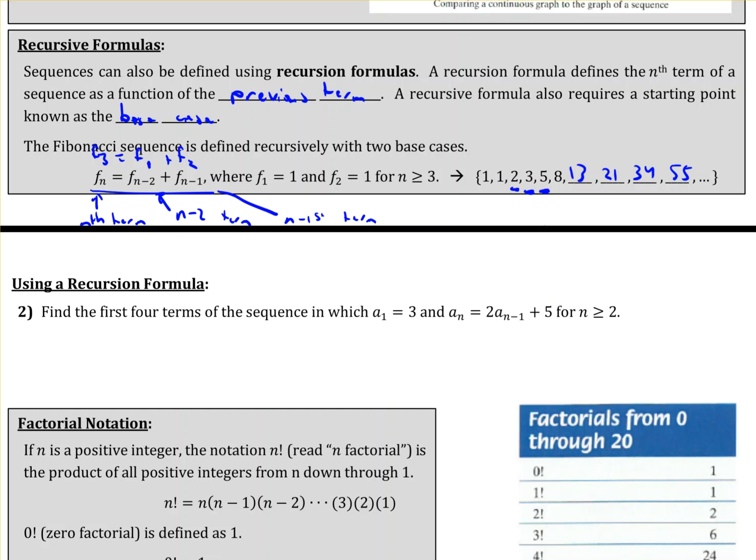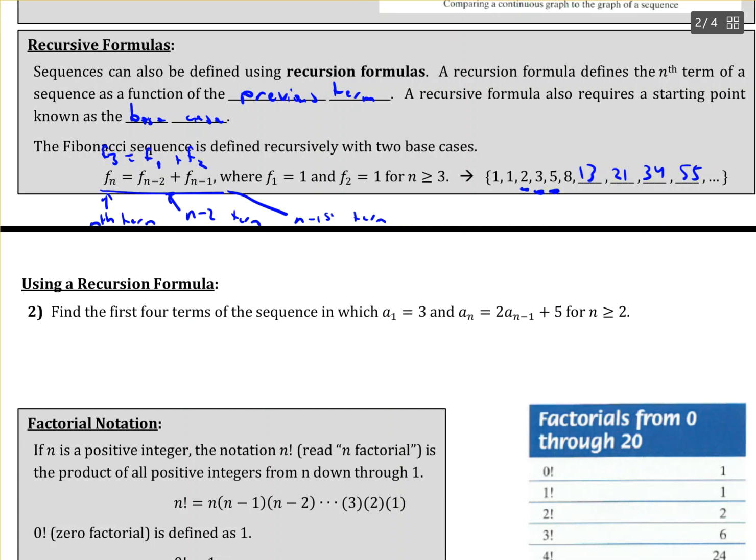So find the first 4 terms of the sequence in which a1 equals 3 and an equals 2an minus 1 plus 5 for n greater than or equal to 2. Now, these are one of those things where once you get it, they're simple, but sometimes people have a little bit of trouble understanding the notation, and it just doesn't click right away. So whenever you see a sub n minus 1, I want you to always think of that as the previous term.